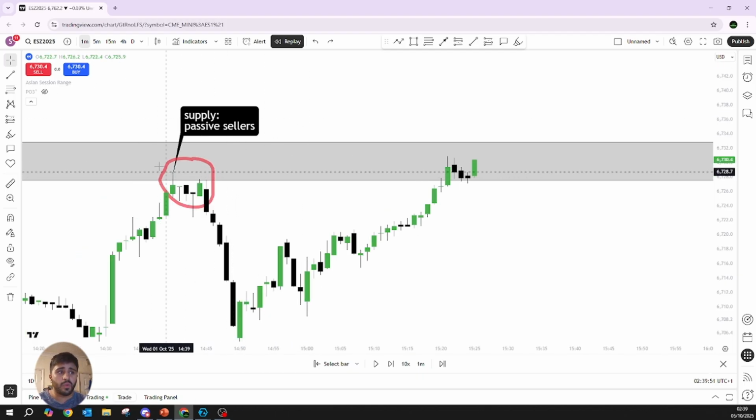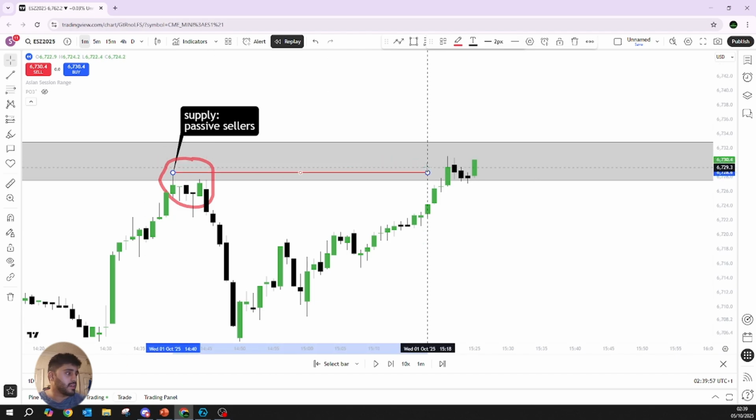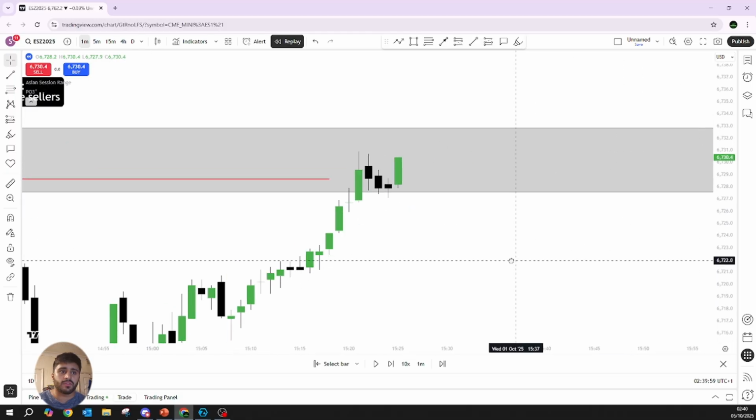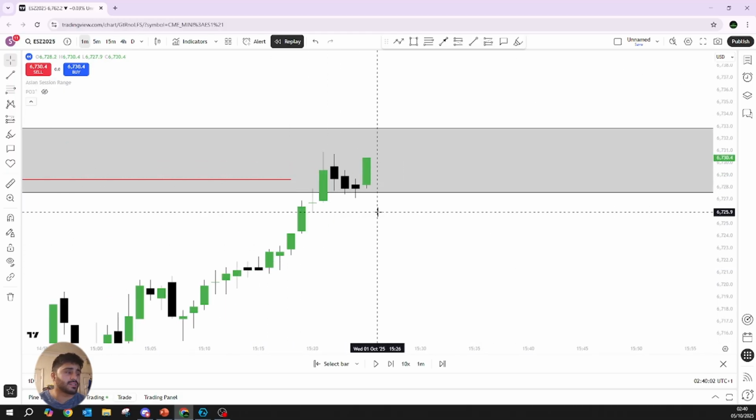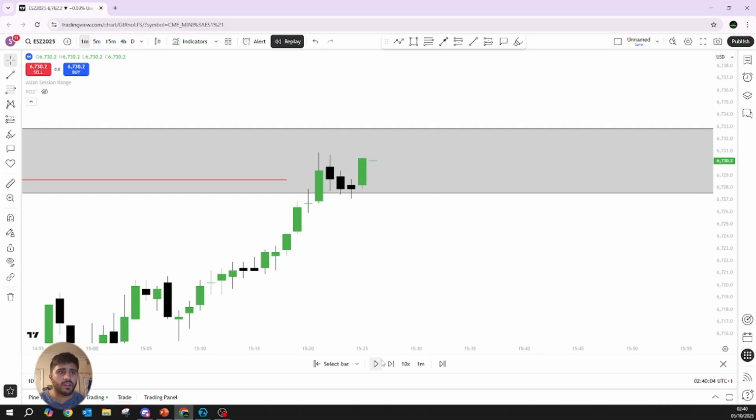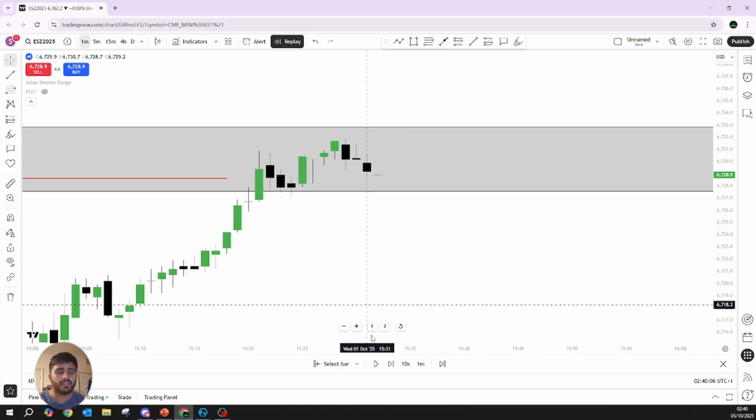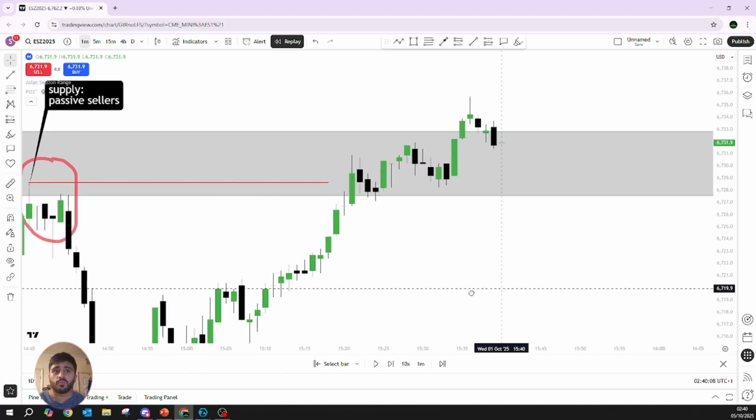So what we can see here, we know that this is a supply area because this region proved it to us. So this is a supply area. I'm just going to draw a red line over to the right. So this is a supply area. When we play price on a little bit, what we can see is the zone breaking.